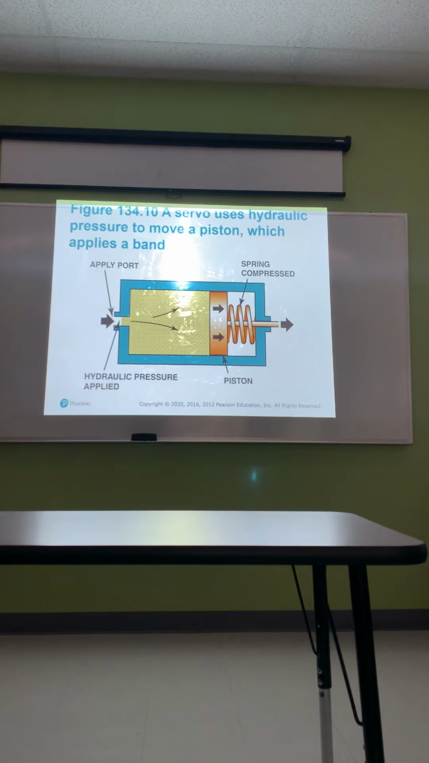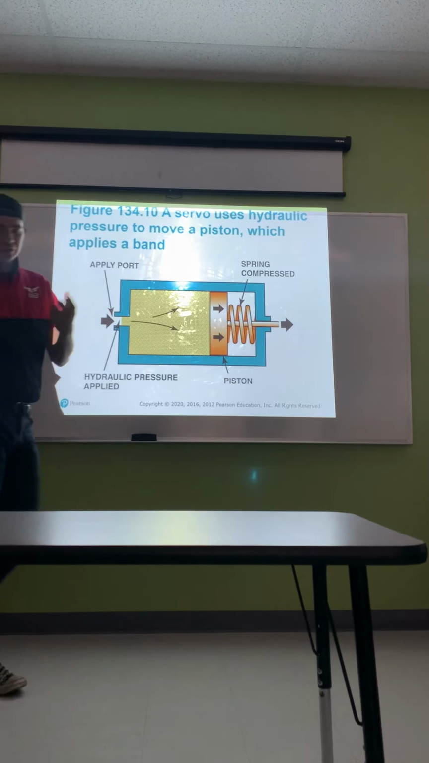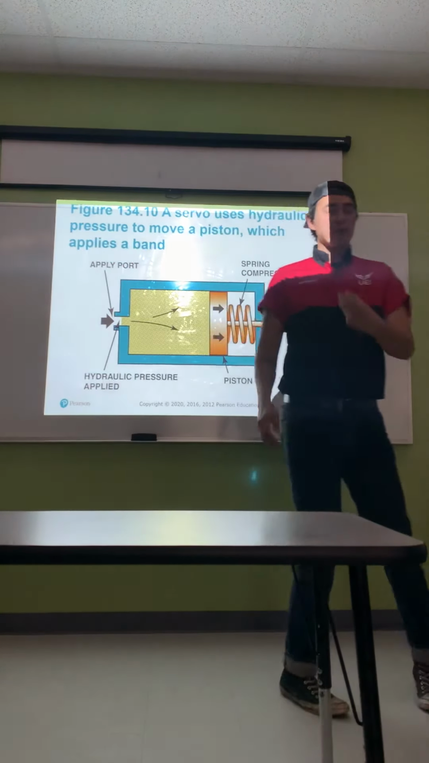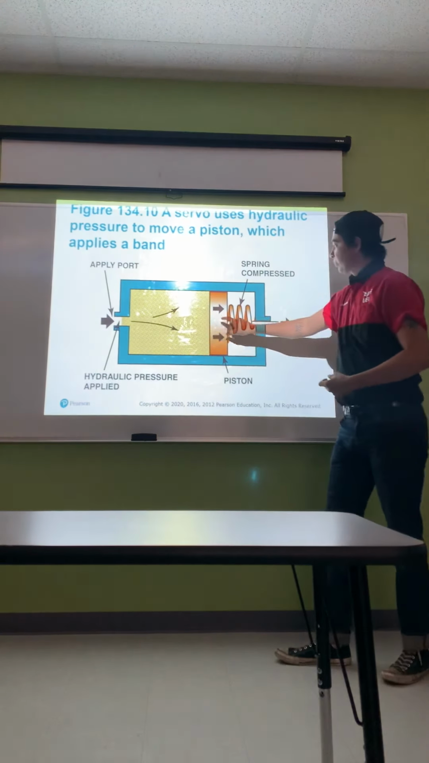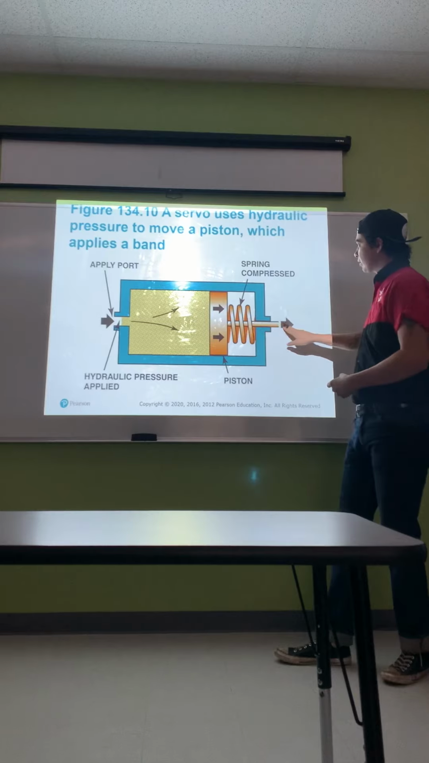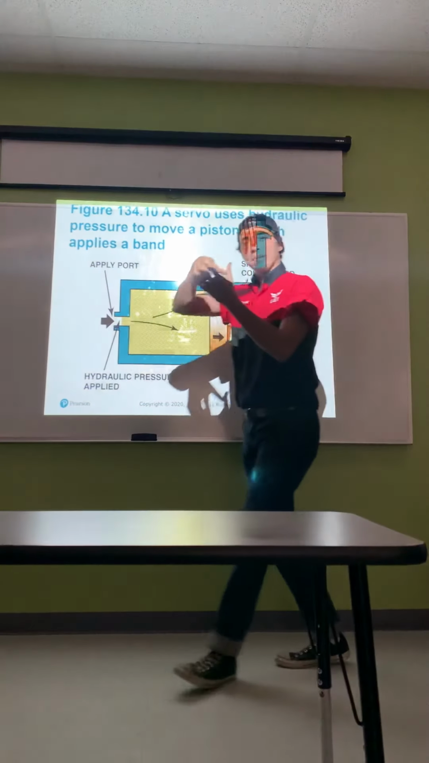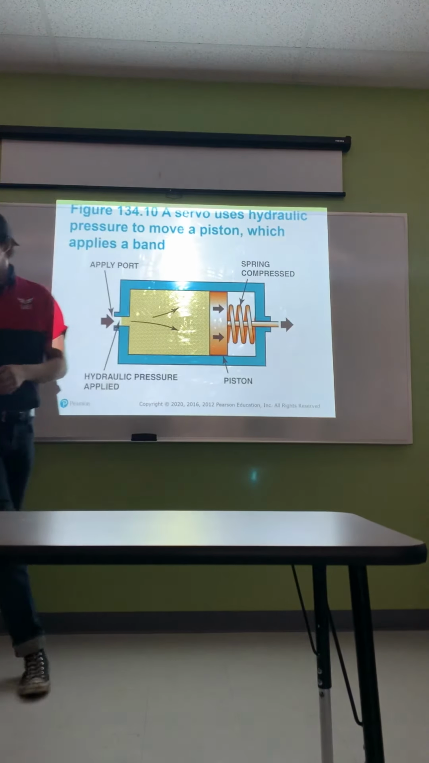A servo uses hydraulic pressure to move a piston, which applies a band. So the servo itself is where pressure buildup is going to increase and overcome the spring pressure on the piston, and when it starts to apply, it's going to grab the band, which then shifts into the next gear.